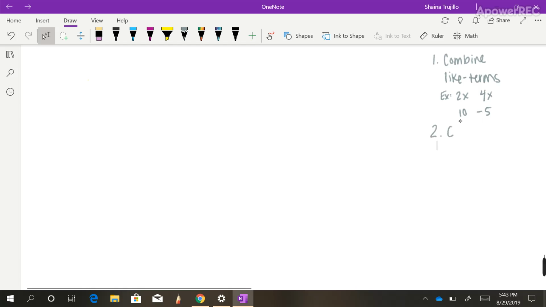Step number 2, we want to get x, or our variable, on one side of the equation. We also want to get everything else on the other side. So for example, I'll want to have all of my x's, say it's 3x, and all of my numbers on the other side.